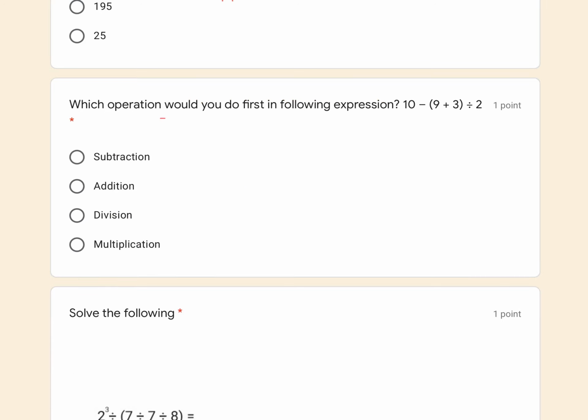Which operation would you do first in the following expression? 10 minus 9 plus 3 divided by 2. So we know the order, P, O, D or M, A or S. The first one is in the brackets. So what is there in the brackets? Plus. So we do addition first.